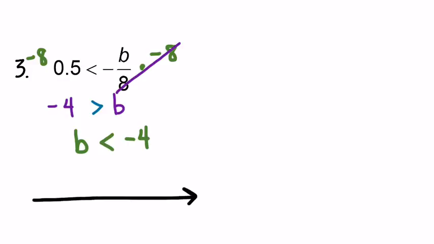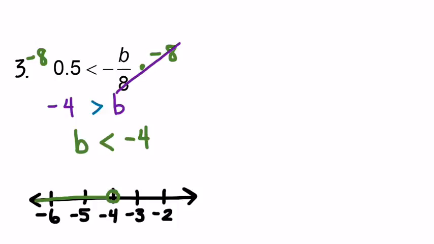Okay, so then I'm going to draw my number line. I'm going to put negative 4 in the middle. This solution says that b is less than negative 4, so that's going to be an open circle at negative 4, and we're going to go to the left.